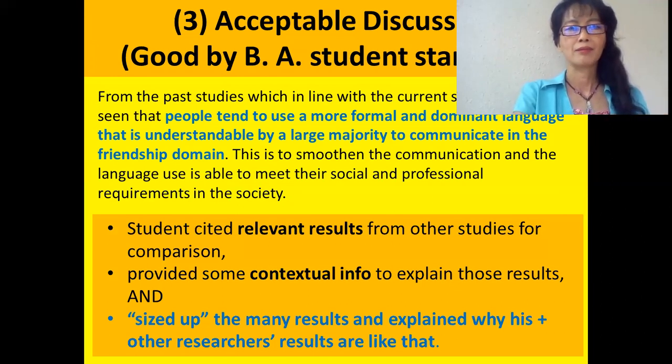So for bachelor degree standard, this is okay because the student has cited relevant results from other studies for comparison and provided some contextual information from those studies to explain the results. And finally, size up the many results and explain why his and other researchers' results are like that. This is very important. The student had a point to make and cited accordingly to make the point and highlighted the relevant results to make this point in the end.